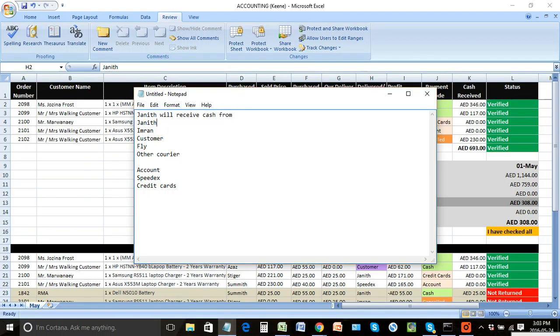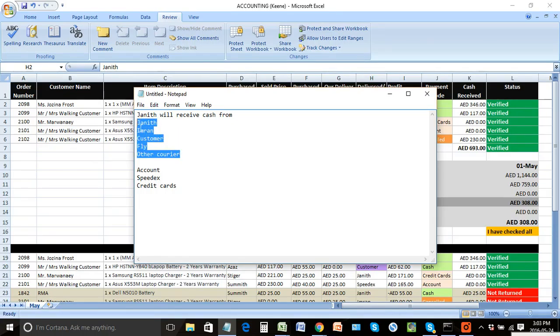Janit will be receiving cash if he delivered an item. Imran is a driver, so he goes and delivers the item, then brings the cash and returns it to Janit, so again it is cash for Janit. A customer paying Janit, again the cash will come back to Janit. A Fly Courier is a courier company. They will deliver the item, collect the cash, and bring that cash back to Janit. And for other couriers, if Janit is using any other courier service, they will deliver the item to the customer, collect the cash, and bring all the cash back to Janit.